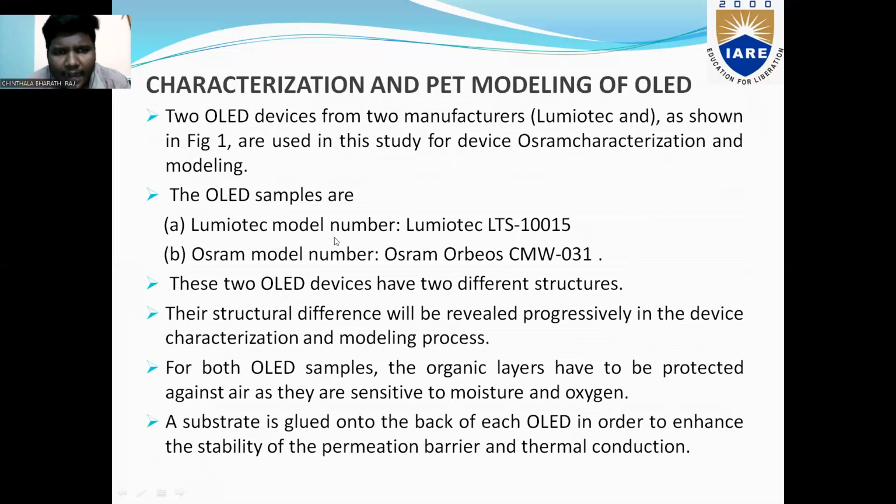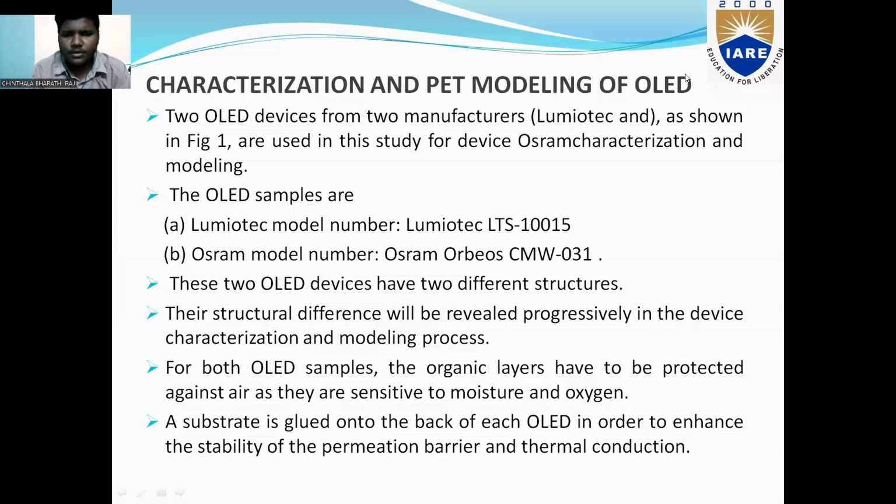Now we will discuss characterization and modeling of OLED. Two OLED devices from two manufacturers, as shown in figure 1, are used in the study for device characterization and modeling. First, the OLED samples are Lumiblade model number and Osram model number. These two OLED devices have two different structures. The structural difference will be evaluated progressively in the device characterization and modeling process.